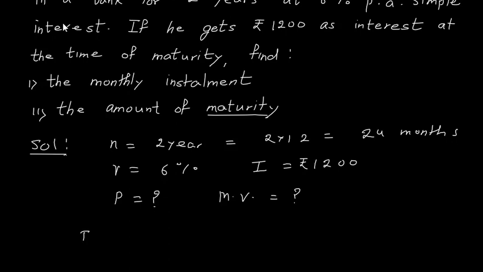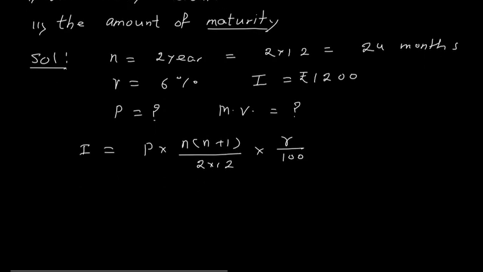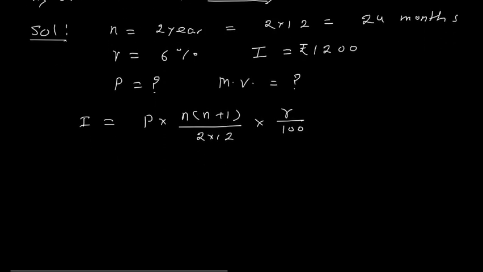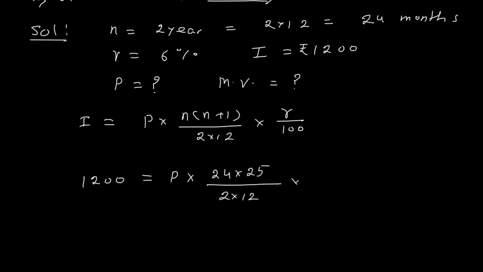So first of all, apply the formula for interest. I is equal to P into n plus 1 divided by 2 into 12 into R upon 100. Okay, now put respective values. For I we will put 1200 is equal to, for P we write it as P only, into n is 24 into 25 divided by 2 into 12 into R rate of interest 6%, 6 upon 100.